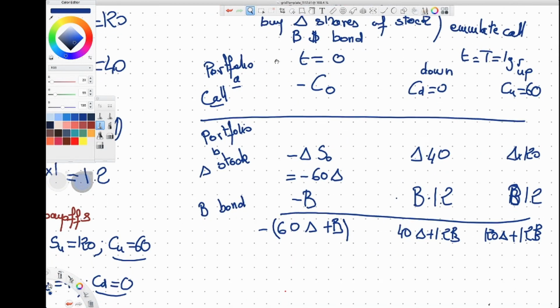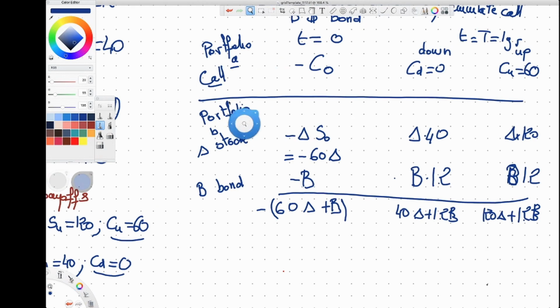Okay. Now the goal here is that we make the payoff of the call the same as the payoff of buying delta stocks and B dollars in the bond. Okay, I want to make those two equal. How do I do that? Well, I'm going to figure out what is delta and what is B such that these two are equal.